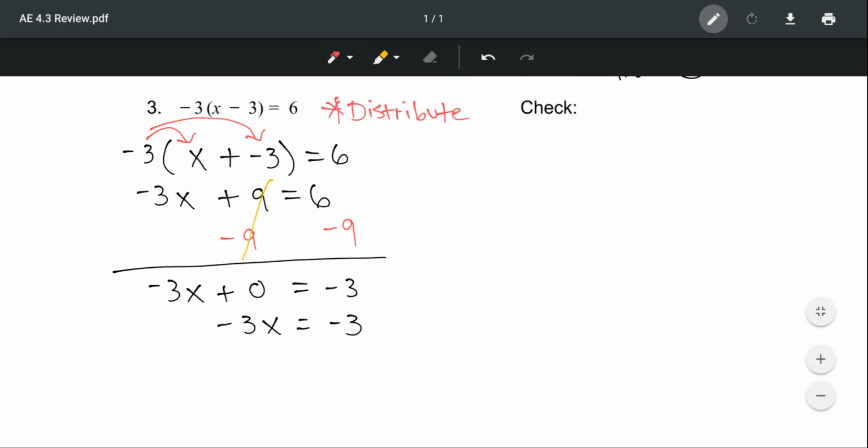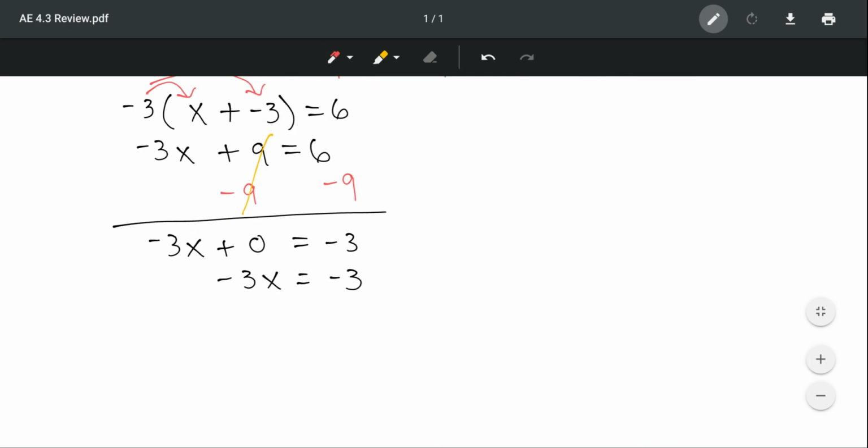Now divide both sides by the number in front of x, which is negative 3. Negative 3 and negative 3 will cancel out, so you're left with x equals, on the right side, negative 3 divided by negative 3 is positive 1. So x equals positive 1.